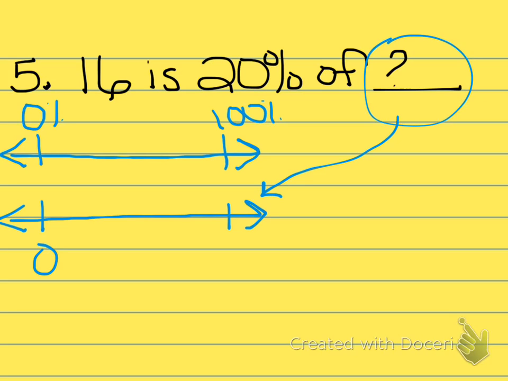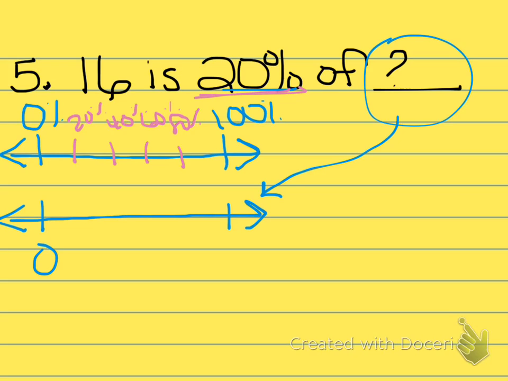Now, because my percent was 20%, I know that I'm going to skip count by 20s. 20, 40, 60, 80, 100. So 20, 40, 60, 80, and these are all percents. So I've got 0 to 20 to 40, 60, 80, 100. So that's skip counting perfectly. So that's using the 20%.